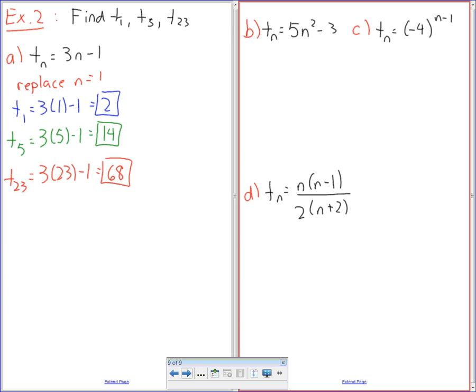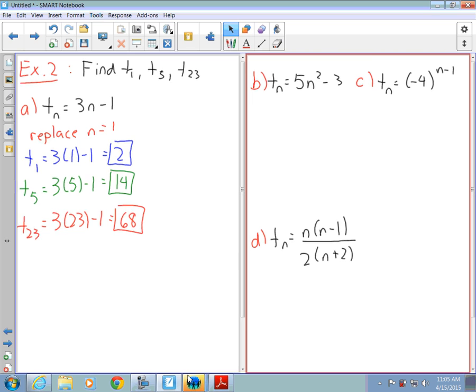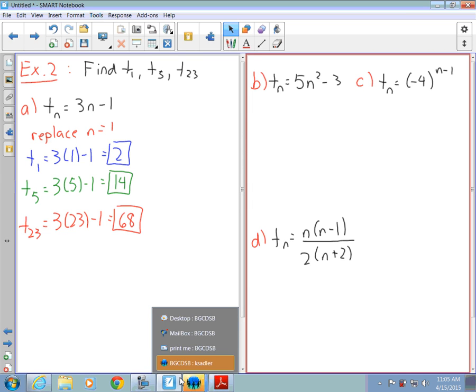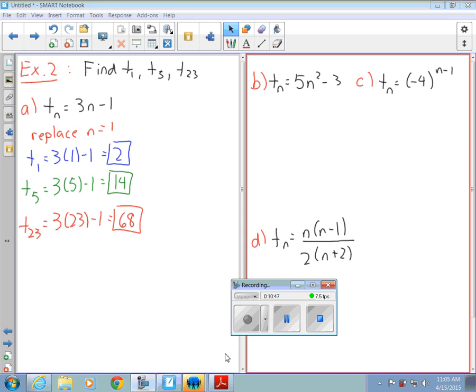Is it 5n squared or is it 5 times n squared? 5 times n squared. So if it was 5n squared, it would be bracket 5n squared. Okay. Right, so 5 times n squared. Okay, do your best. I'm going to give you 3 minutes to do this.